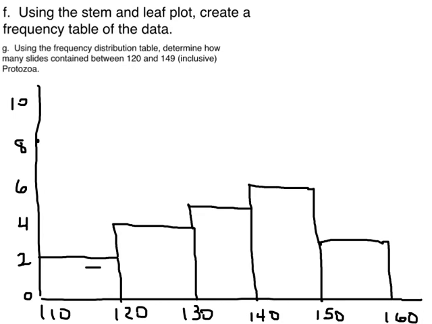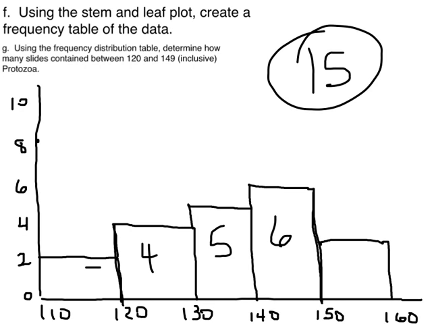So G asks us to determine how many slides contained between 120, so that would be this line right here, and 149 including 149. All right, so here we have 4, we have 5 here, and we have 6 here. So that would be a total of 15 for G.